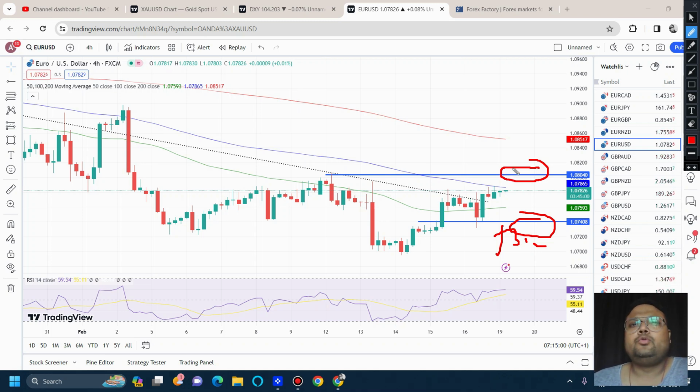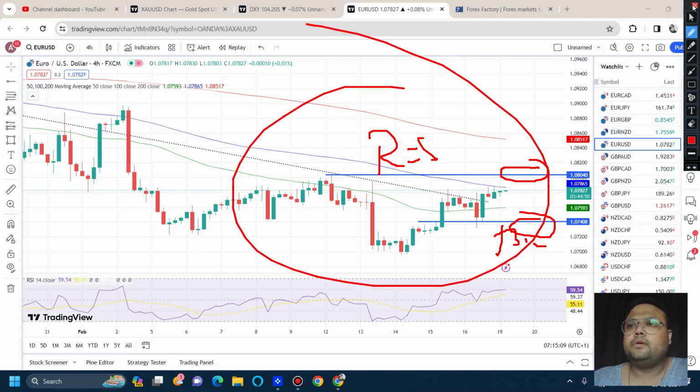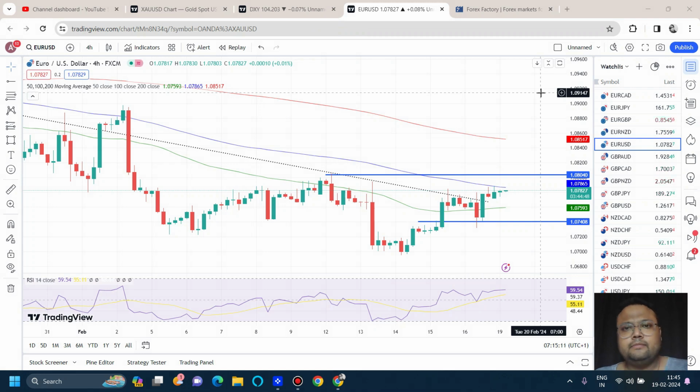If you see that after 2 or 3 or 4 hours, the market is trading comfortably, then you can go for a buy position, because it will be confirmation that the previous resistance has become the support. Okay, that's all about Euro USD.